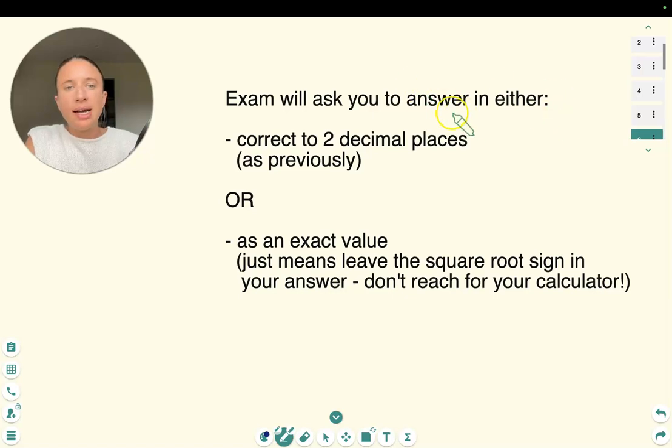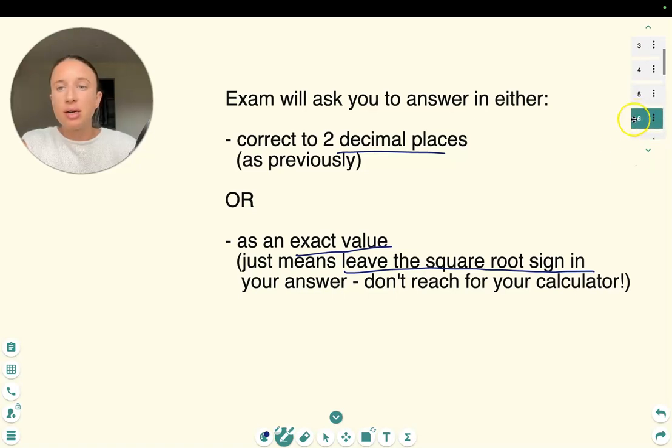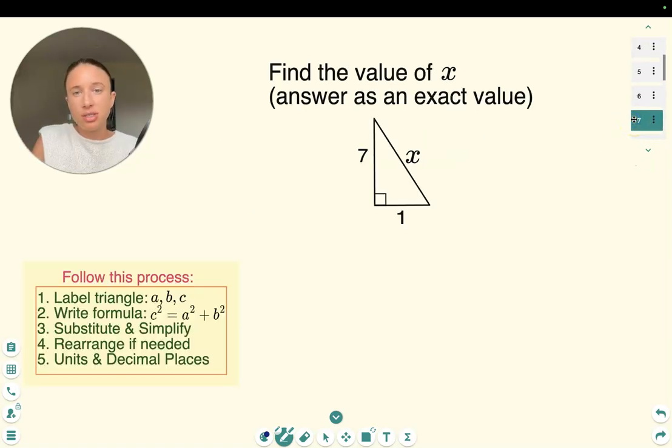Now this bit, the exam will ask you to answer in either decimal places or as an exact value. Exact value just means don't reach for your calculator at the end, okay? Leave the square root sign in. So really check what the question is asking you to answer in. Okay, let's go. Got our process there if we need it, but try to do it without it.